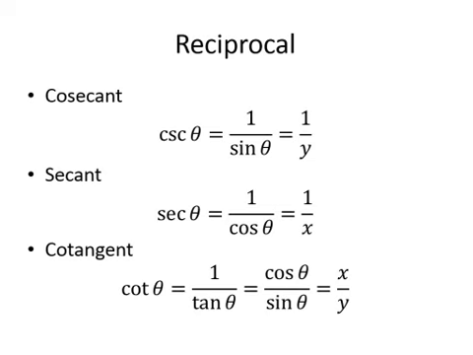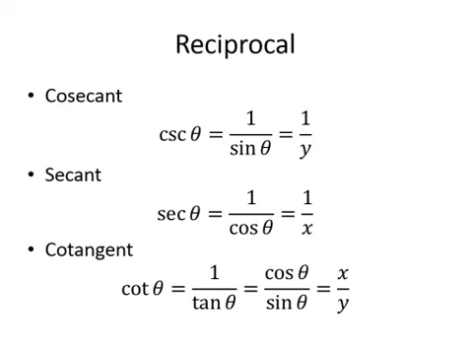And they are reciprocals because they are literally the reciprocal of each trig function. So cosecant, secant, and cotangent. Cosecant, which is abbreviated CSC, is 1 over sine. So whatever you get as your sine value, you go 1 over that number, and that's your cosecant.